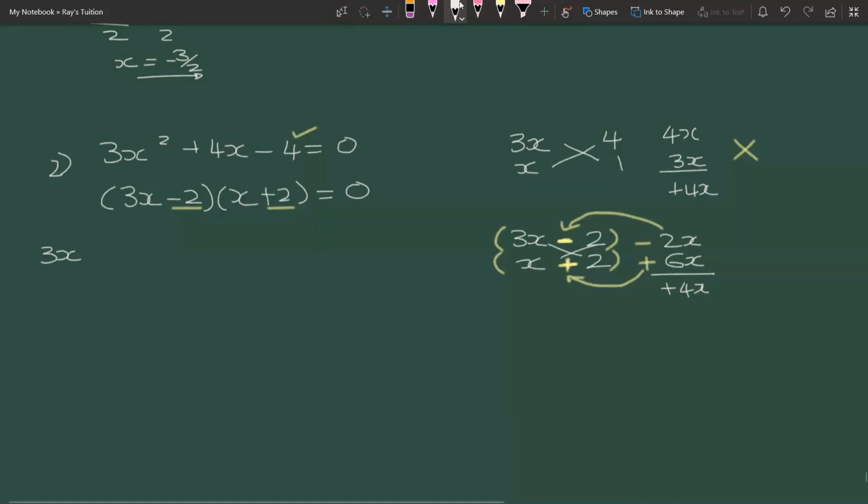Then we have 3x minus 2 is equal to 0, so 3x is equal to 2. And dividing both sides by 3, we then get that x is equal to 2 over 3. For our second solution, we get x plus 2 is equal to 0, which means x is equal to negative 2. So we would always like to do this check, okay? It's a way to check that your factors are indeed making sense.